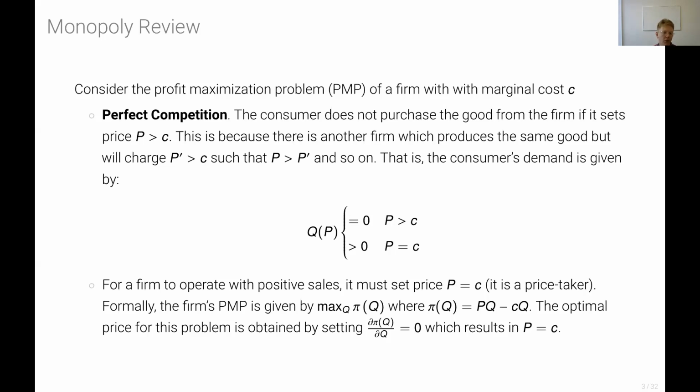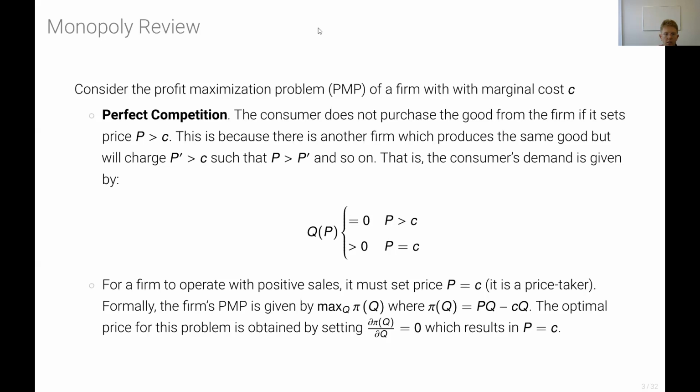Okay, so for a firm to operate with positive sales, it has to set a price equal to C. In other words, it's a price taker. And so formally speaking, the firm's profit maximization problem is given by maximizing pi of Q, or profits, where profits are given by P times Q minus C times Q. And so the optimal price for this problem is obtained by taking the first order condition of that problem with respect to Q and setting that equal to 0.